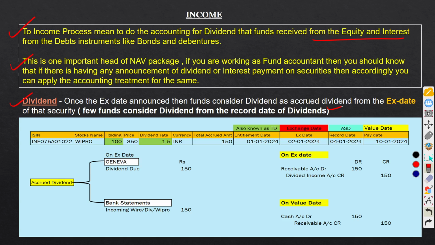Let's say your fund has invested in Wipro security, and you're holding 100 quantities at a price of 350, which is the investment price, and the dividend rate which has been announced is 1.5 INR. So if you multiply rate into quantities, the amount would be 150. So 150 becomes your accrued dividend amount.